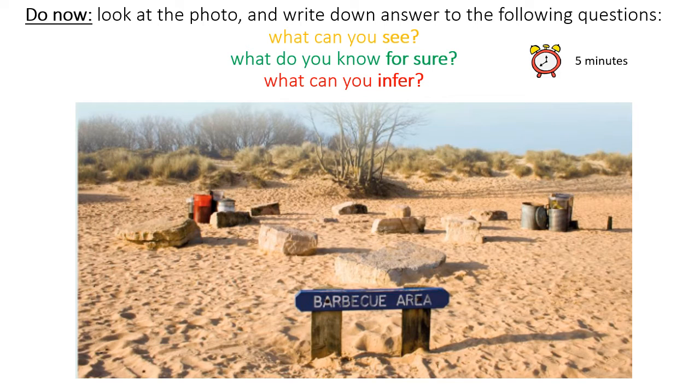Hi, Year 11, welcome back, and I'd like you to have a look at this photograph and answer the three coloured questions. What can you see, what do you know for sure, and what can you infer, what can you kind of tell and work out about this area? Got 5 minutes to do that. Jot down all your answers. Pause the video now.